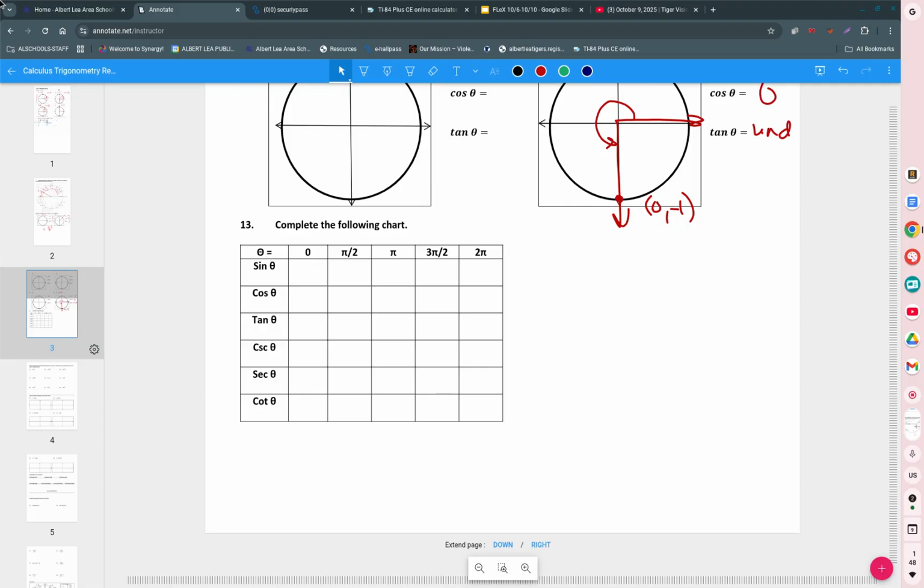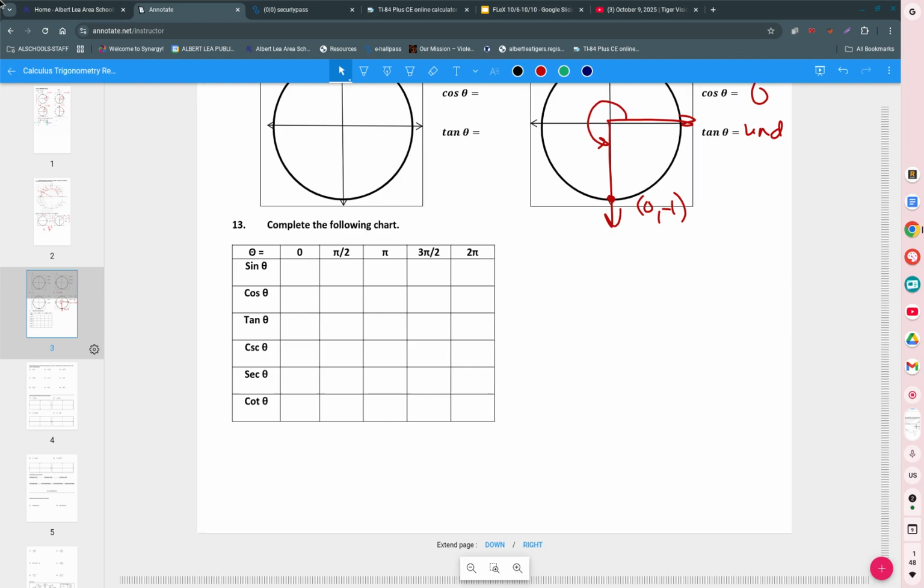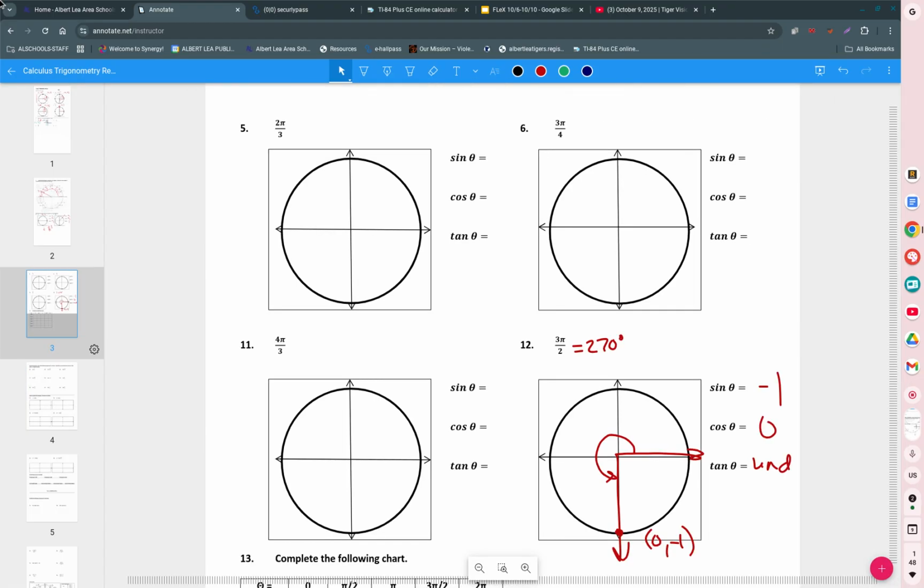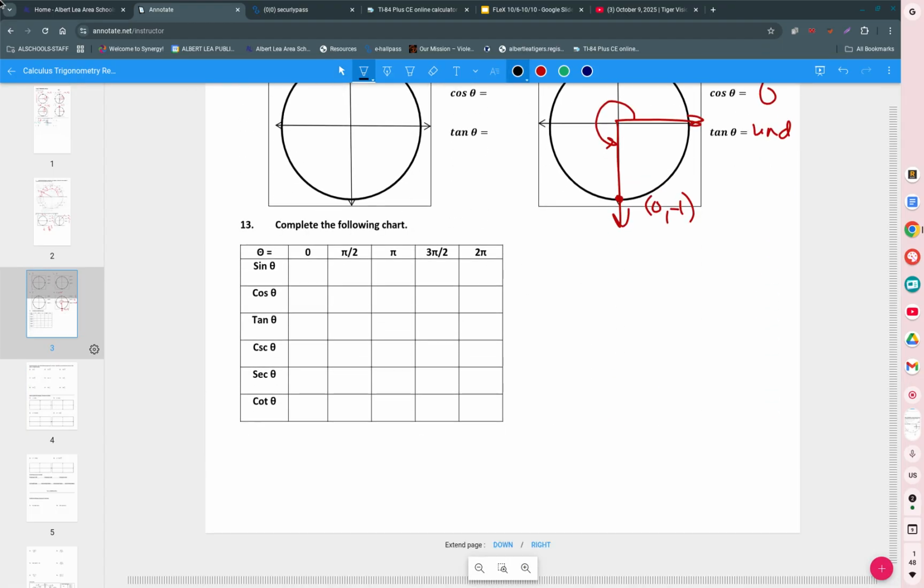So let's try to work through this together, okay? If I have a 0-degree angle, what's the sine of 0? What's the y value? 0. Oh, yeah. Shoot. What's the cosine of 0, Gilly? 1.